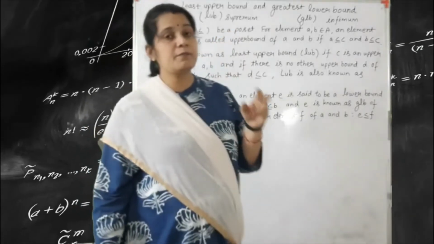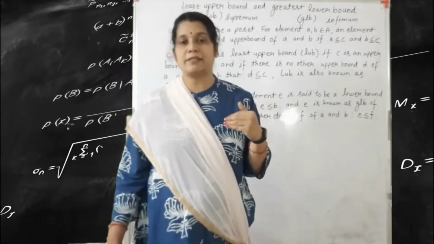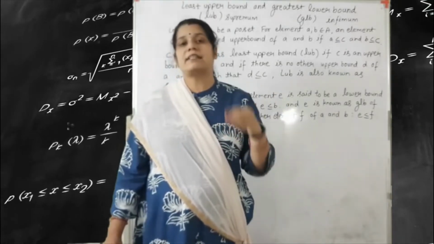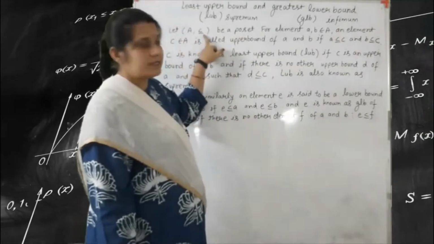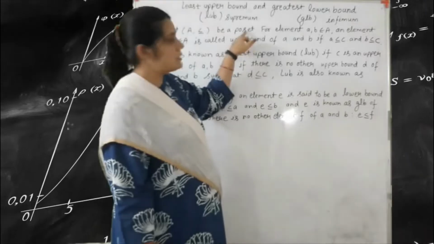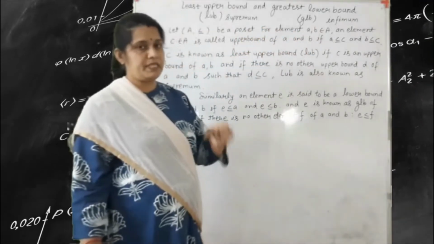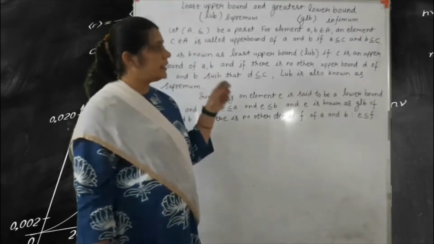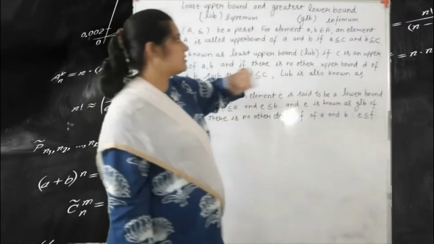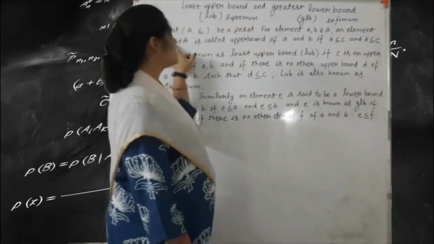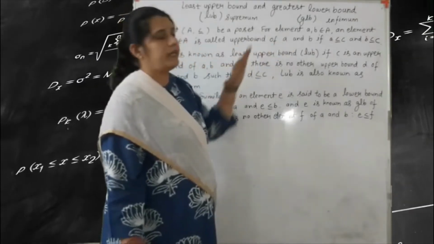What do you mean by the poset? Poset means partial ordering set, that means it satisfies the three conditions. So (A, ≤) is a poset, and for elements a, b belonging to A, that means A is a set and the two elements a and b are present here in the set A, an element c belonging to A is called the upper bound of a and b.